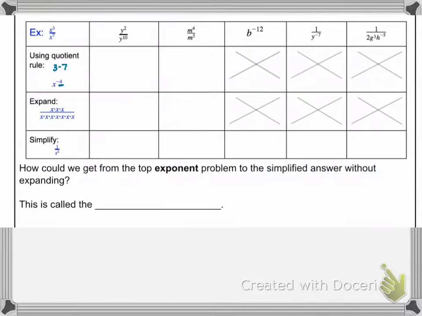So I'm going to look at the next box there, and I start there with x to the third over x to the 7th. And if I subtract 3 minus 7, I end up with x to the negative 4th. Now, I can't logically expand that out because how do I write something repeatedly multiplied negative 4 times?